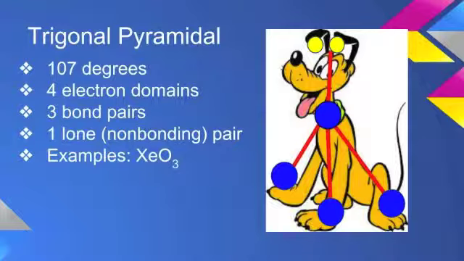In addition to bent, there's one more shape with dipole moments, and it's trigonal pyramidal. Trigonal pyramidal kind of looks like Pluto. And this one's easy to remember if you think about tri and the 3 atoms that surround the central atom, and pyramidal has a pyramid shape. Trigonal pyramidal has 107 degrees between each of the electron domains. There are 4 electron domains with 3 bond pairs and 1 lone pair.